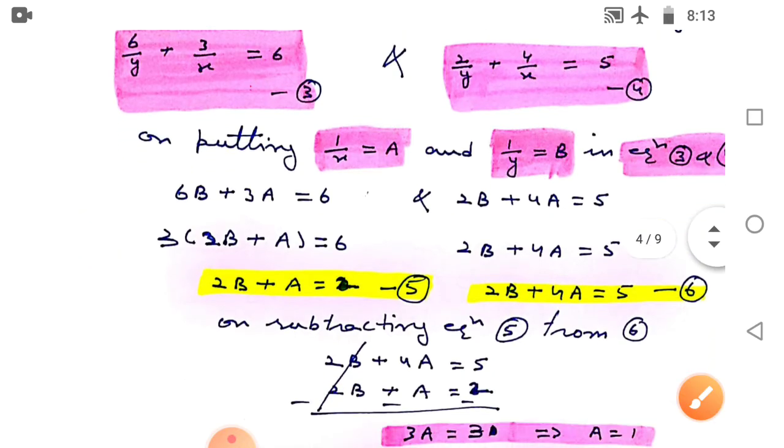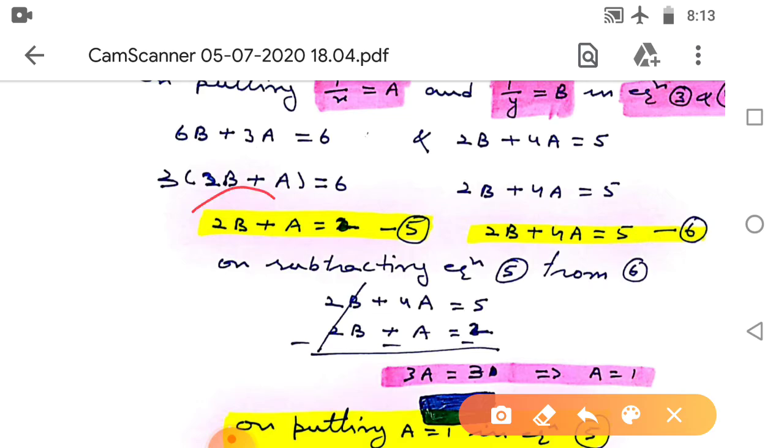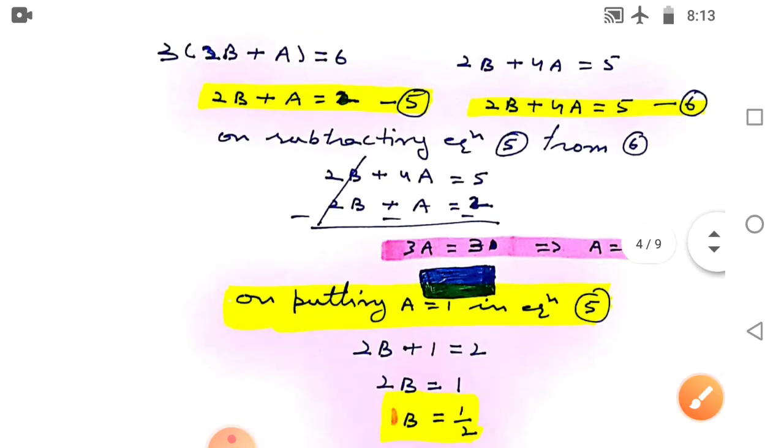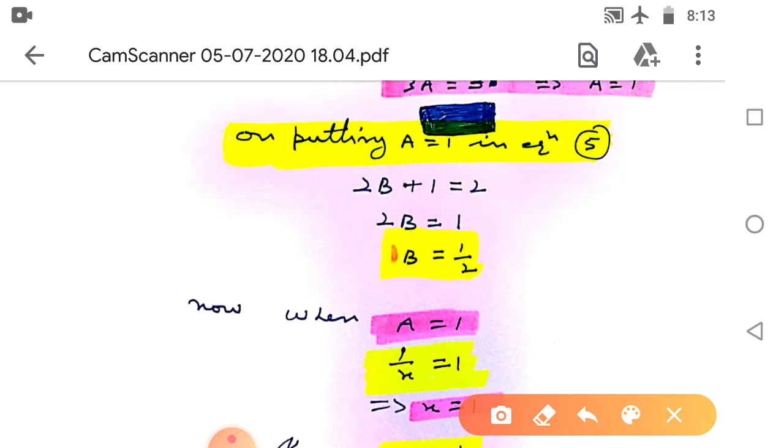Now look at here, the coefficients of b, here 2, here 2. Now you can subtract one equation from another. So on subtracting equation number 5 from equation number 6, right? So 2b plus 4a is equal to 5, and this is 2b plus a is equal to 2. Subtracting, change the sign here, and this is gone. 4a minus a is 3a, and 5 minus 2 is 3, and ultimately the value of a comes 1. The value of a is 1 here. Now on putting this value of a as 1 in equation 5, we get 2b plus 1 is equal to 2. The value of b is 1 by 2.